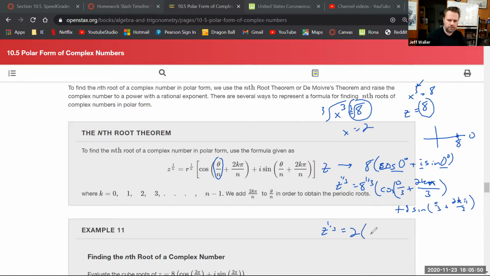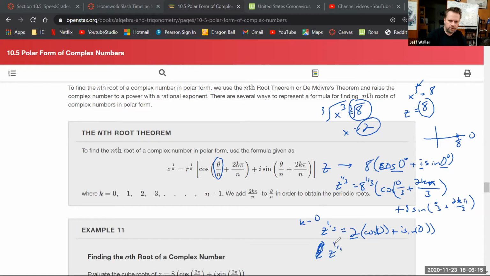So this would be 2 times. So if k is 0, this would be 2 times cosine 0 plus i sine 0. Isn't that, good Lord, Jeff, too many freaking parentheses. Isn't that just 2? Isn't that, of course, the answer we already knew? Now watch.